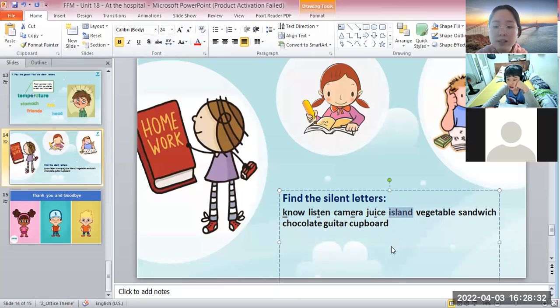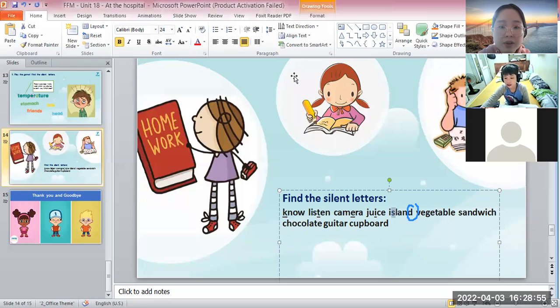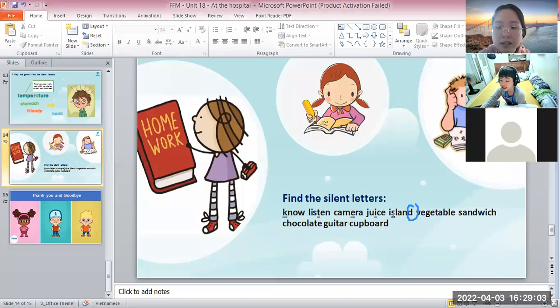Okay. What about this word? Which letter is silent? Here, this sound, D. D is silent. This one is island, in which the S sound is silent. The S sound is silent in island.